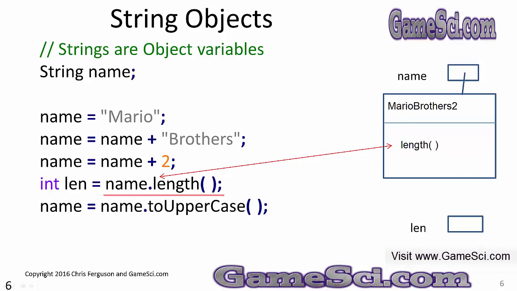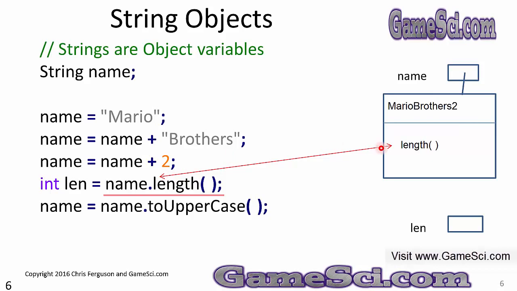One of the great things about strings being an object is we get access to something called methods. Length is a method of the string class. The length method will literally count how many letters are being stored in the string. Well, Mario has 5 letters. Brothers has 8 letters. 5 plus 8 is 13. The letter 2 is the 14th letter. So the length method will count how many letters are currently stored in the string variable. And if you look carefully, there are 14 letters.